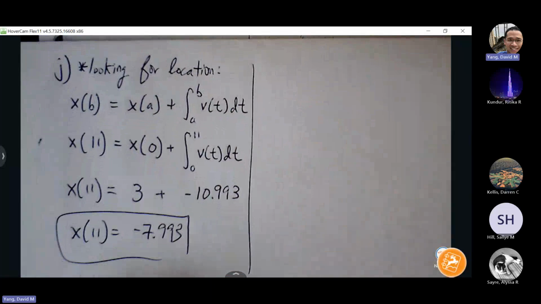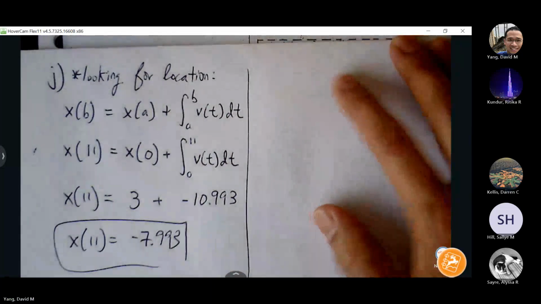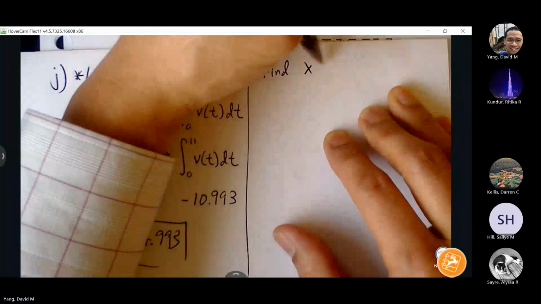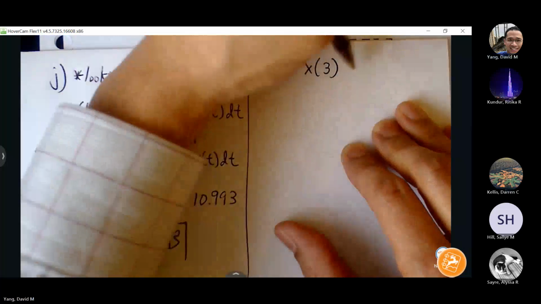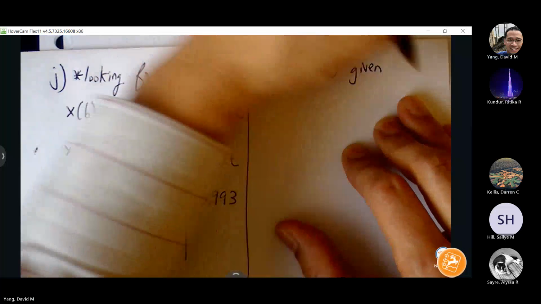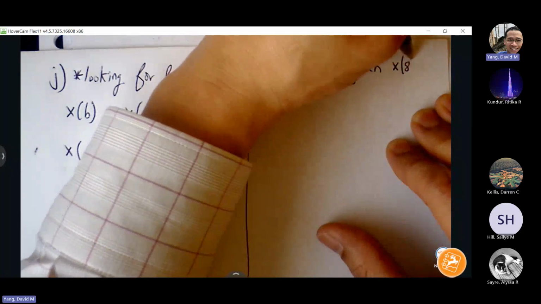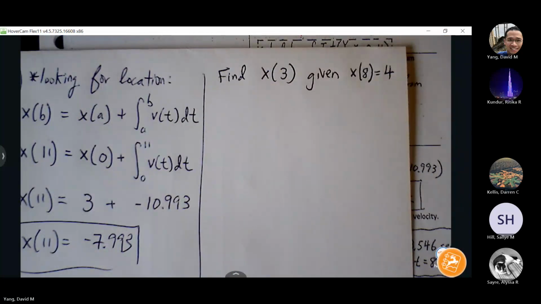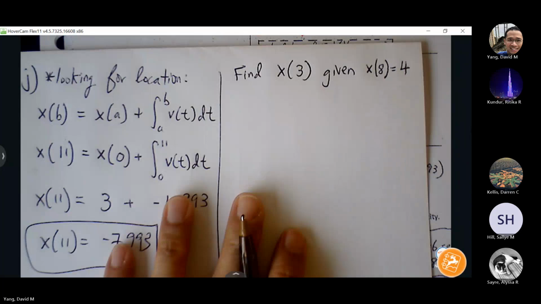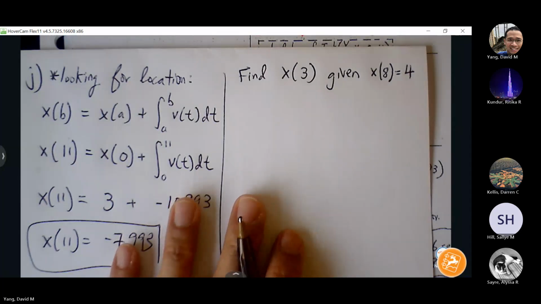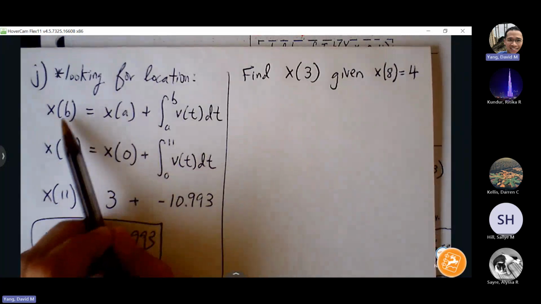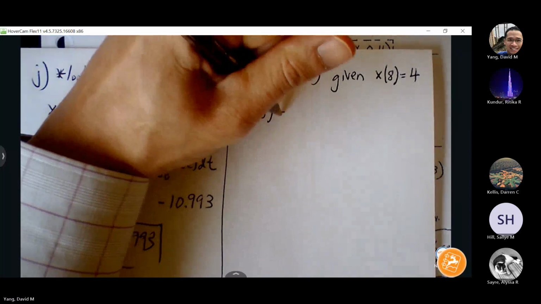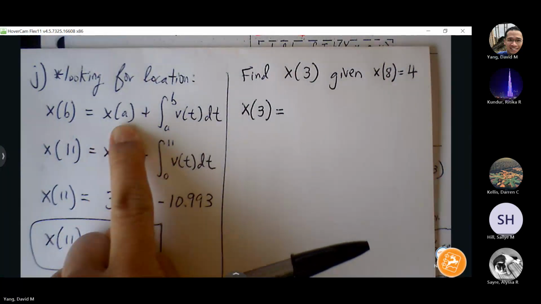And let me give you one more variation of this, okay? Find x of 3 given that x of 8 is equal to 4. Okay, so I'm looking for x of 3, so that's going to go here, right? What am I given? X of 8.